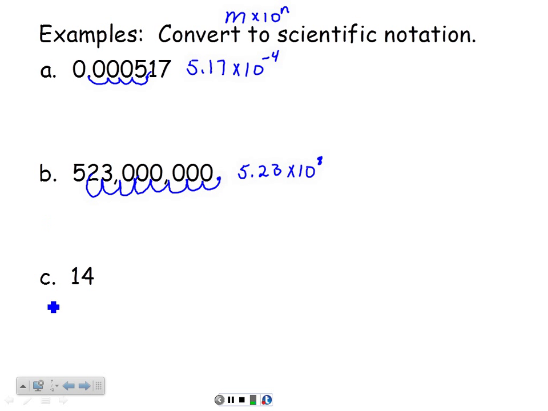Letter C. So again, we don't see a decimal, so we're going to put one to the far right. 14 is not between 1 and 10. It's really close, but it's not between 1 and 10. So we need to move the decimal one more place, and we get 1.4. Now that's between 1 and 10. Times 10 to the positive 1 power. 1.4 times 10 to the positive 1 power is what our exponent's going to be.